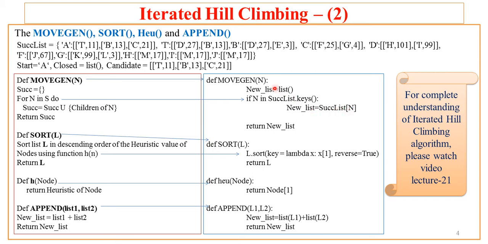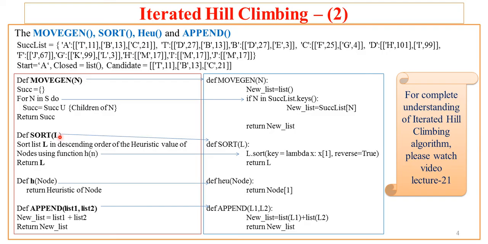For example, if n is say b, then b will be searched in this SUCC list. So it is first matched with a, not matching, then t, not matching, then b, yes. So the given node b is found, and using SUCC list of b, the value of this particular key b is extracted, which is nothing but the list of successors for the given node b. So that is stored in new list and it is returned to the main algorithm.